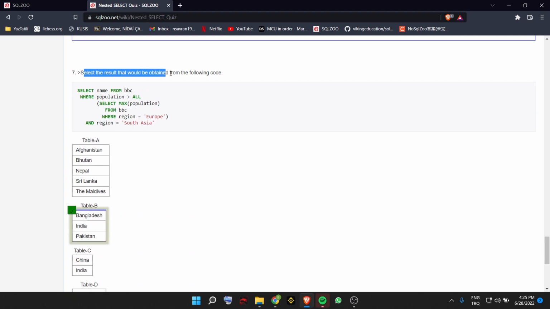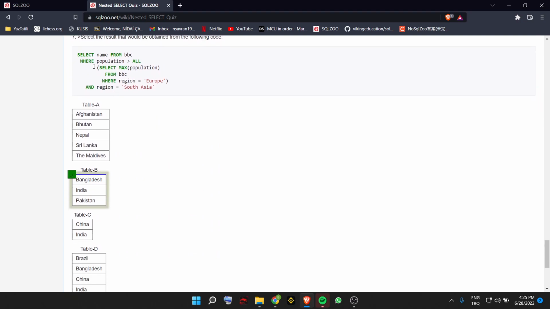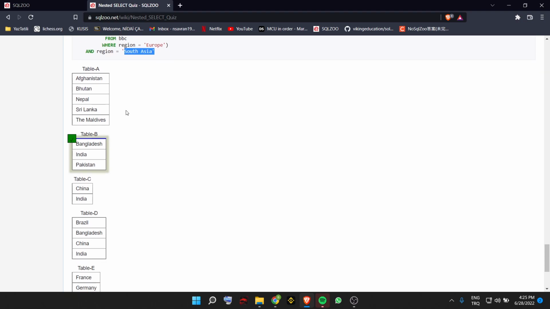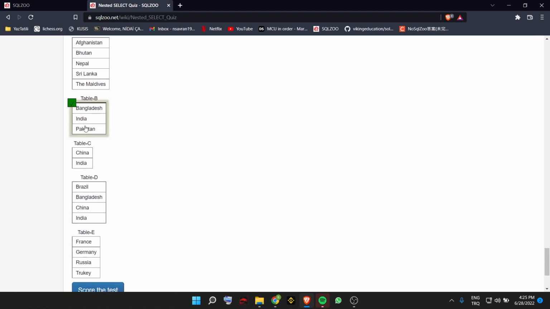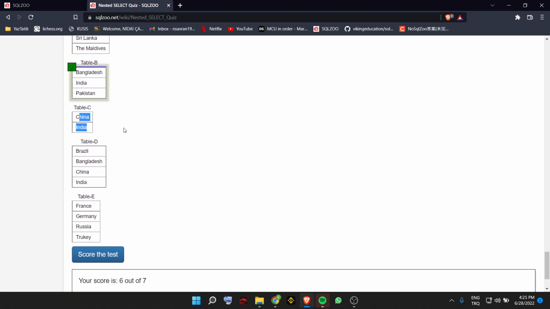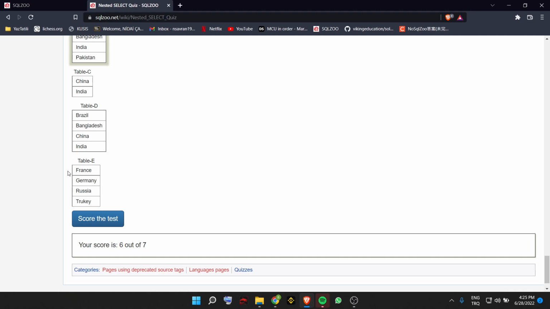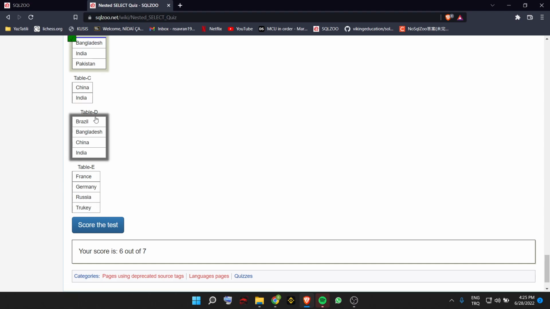Select the result that would be obtained from the following code. Population should be bigger than all the countries in Europe because it is bigger than the maximum population in Europe, and the region should be South Asia. Let's see. Their population is not that big, so A cannot be the answer. B can be the answer because India is very big. China is not in South Asia, so C cannot be the answer. Brazil is in America, so that cannot be the answer. France, Germany, they're in Europe, so the answer is B.